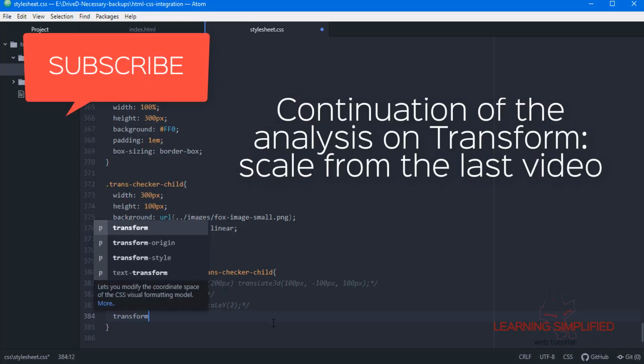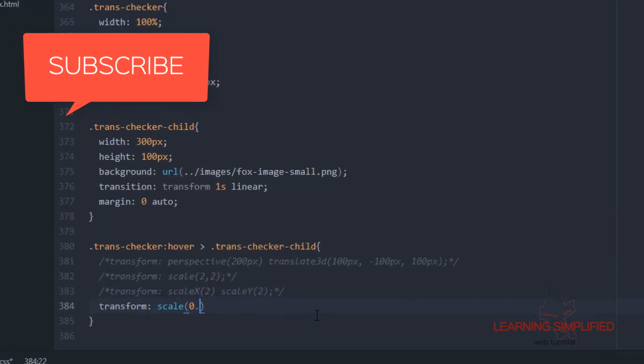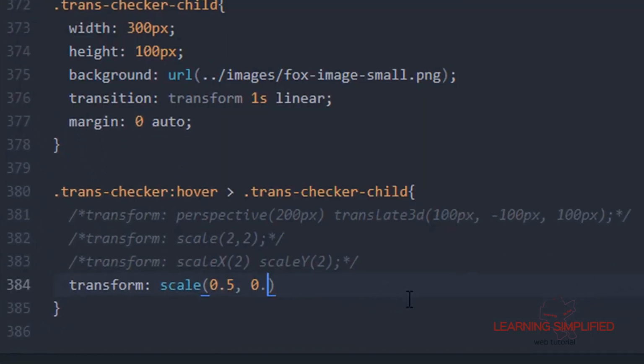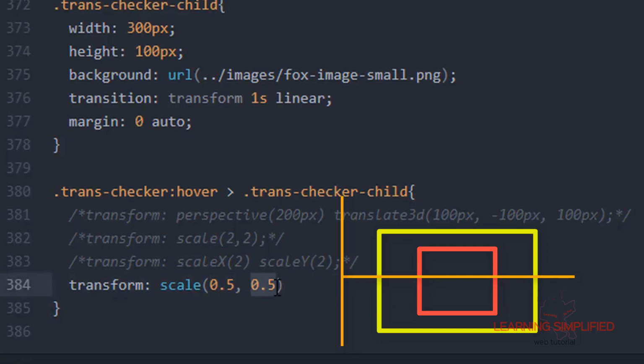Now what if we are putting some decimal value? So we can see we had provided two values over here. This is the first one, 0.5. That means the scaling will now be 0.5 of its original size in the x-axis and 0.5x of the original size along the y-axis.